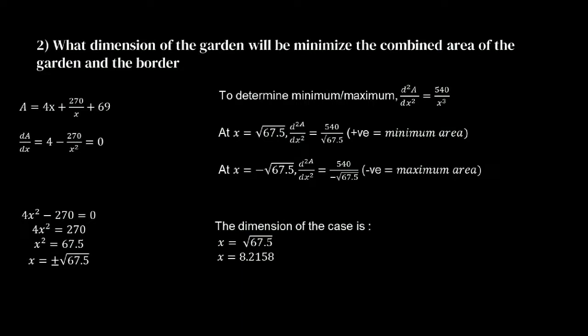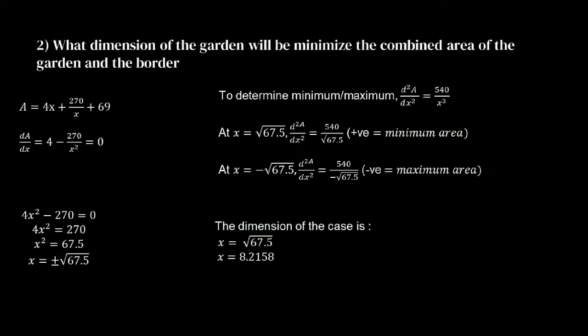So after we find the value of x, we got the answer, which is positive square root 67.5 and the other one is negative square root 67.5. So we got the answer, but the dimension will be only one answer. So we look back at the question. The question said that dimension of the garden will be minimized. So the key of this question is minimize. So we need to find the minimum.